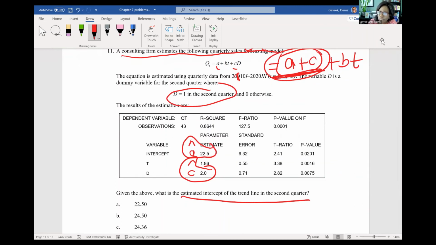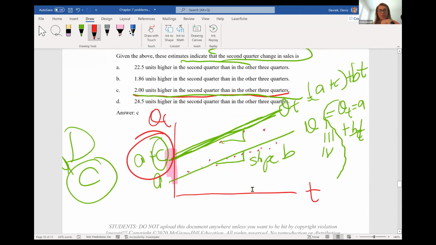But my only question or comment is just to confirm and perhaps reinforce: in the question it asks, what is the estimated intercept of the trend line in the second quarter? So when it asks for the intercept, is that an indicator that you're going to be adding the two together? Yes. When it says intercept, it is here.